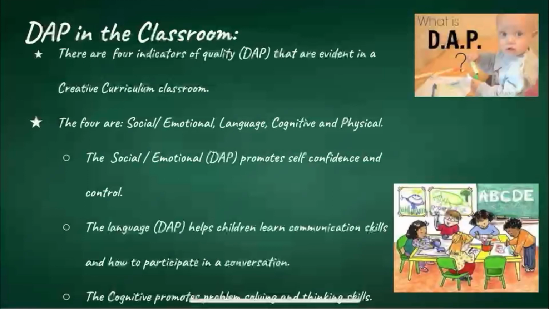ADP in the classroom. There are 4 indicators of quality ADP that are evidence in a creative curriculum classroom. The 4 are social, emotional, language, cognitive, and physical. The social emotional ADP promotes self-confidence and control. For example, you have a child that doesn't want to share. You go there, you redirect them, and explain to him why sharing is caring.